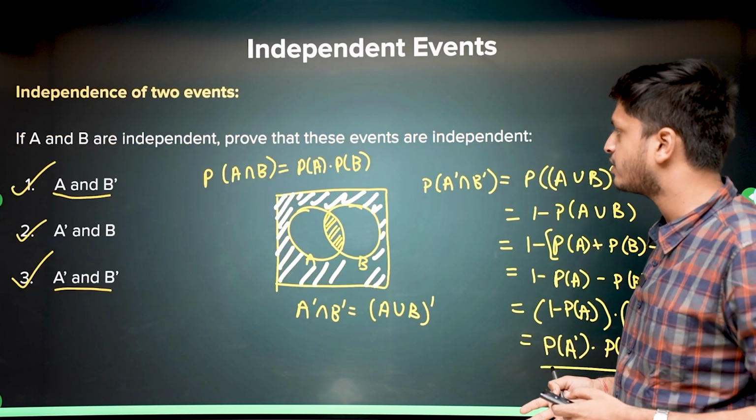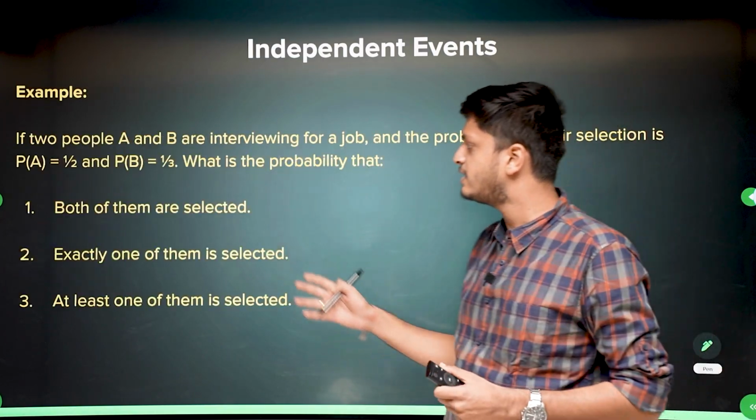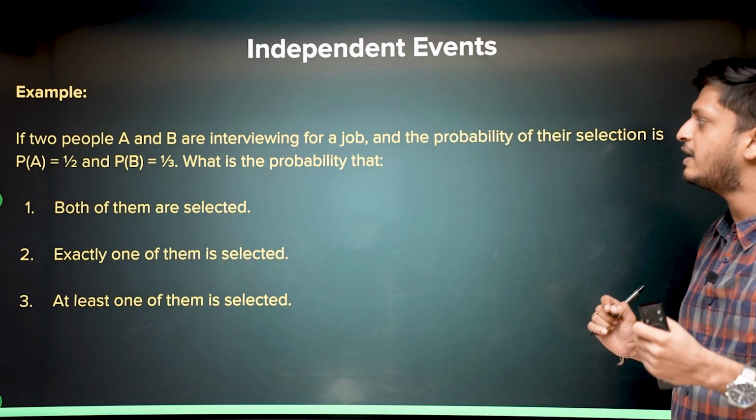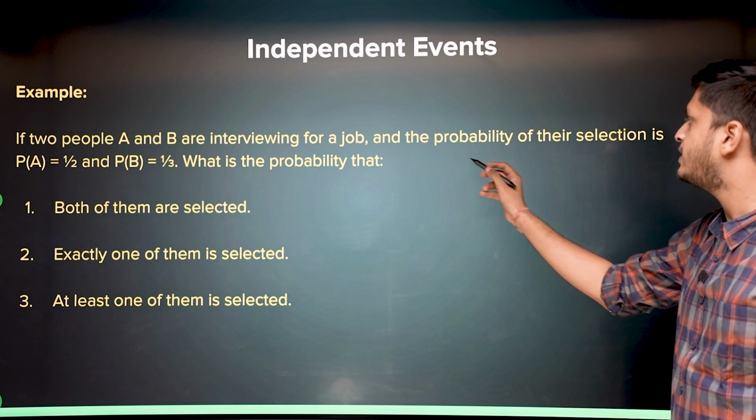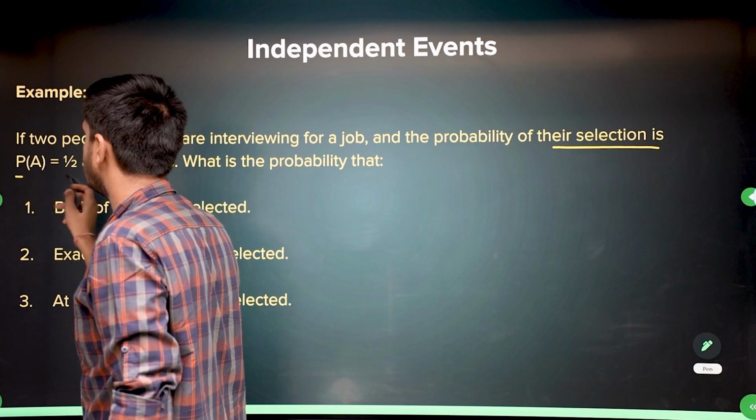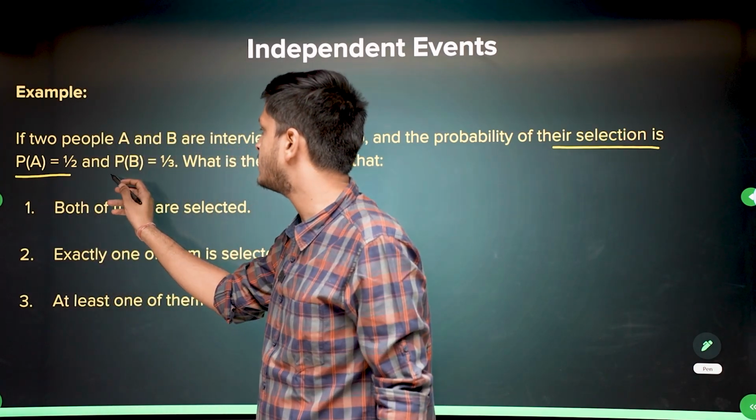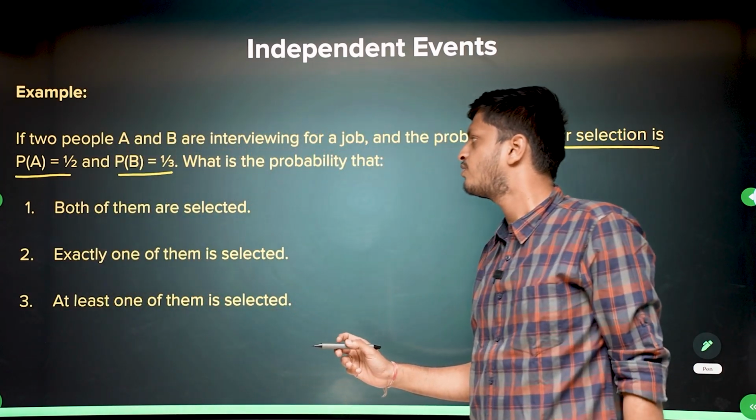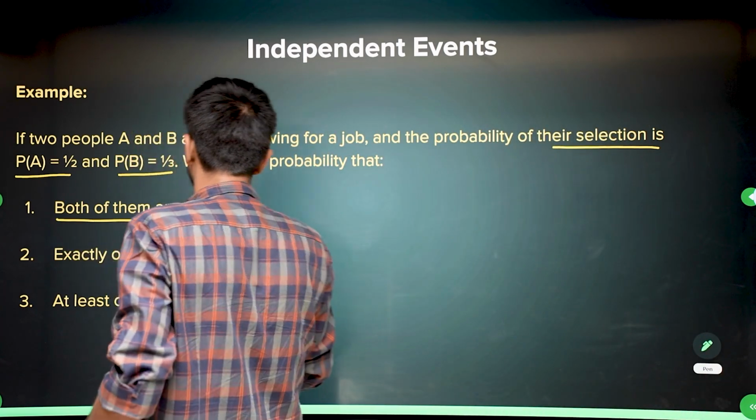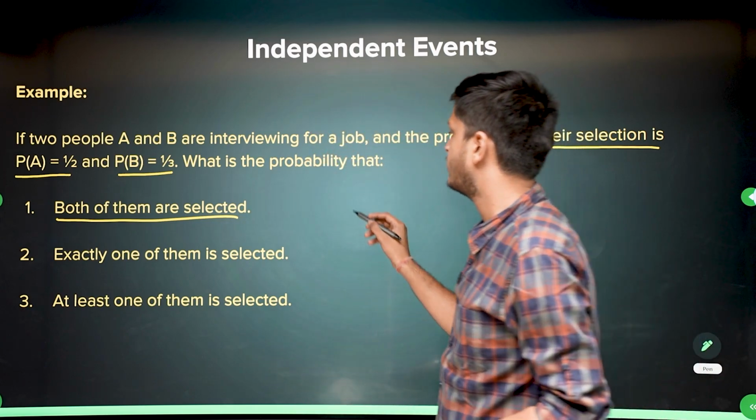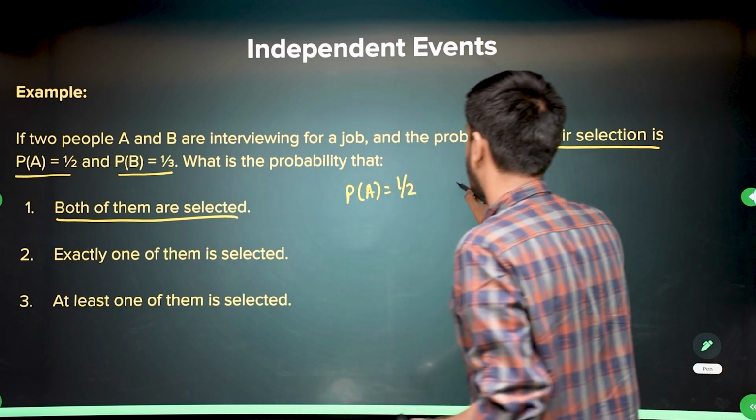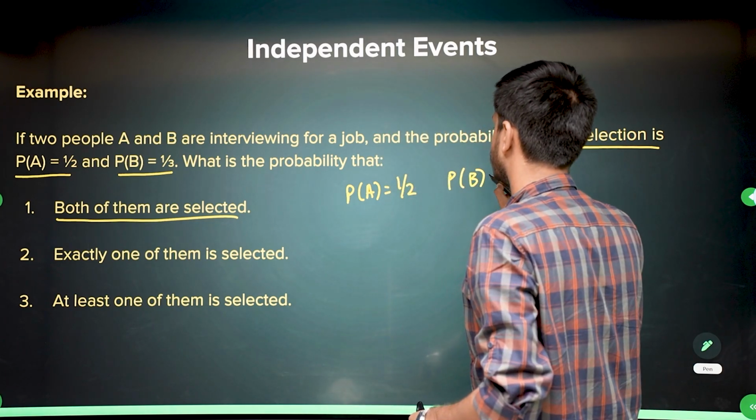These examples will be useful. So if two people A and B are interviewing for a job, and the probability of their selection is this: probability of selection of A is half, probability of selection of B is 1/3. What is the probability that both of them are selected? So we are given that probability of selection of A is 1/2 and probability of selection of B is 1/3.